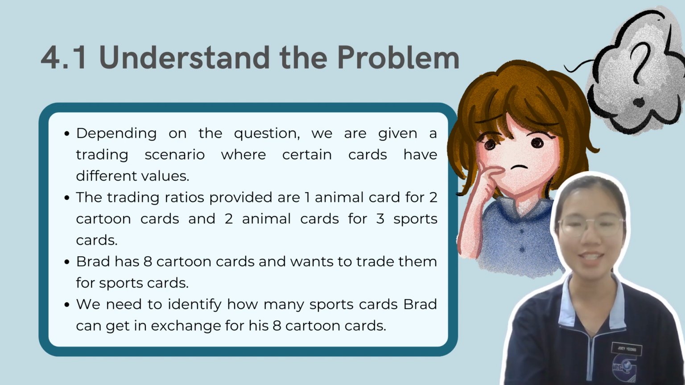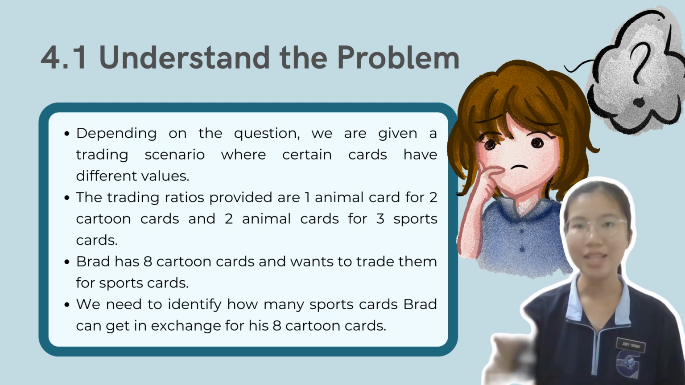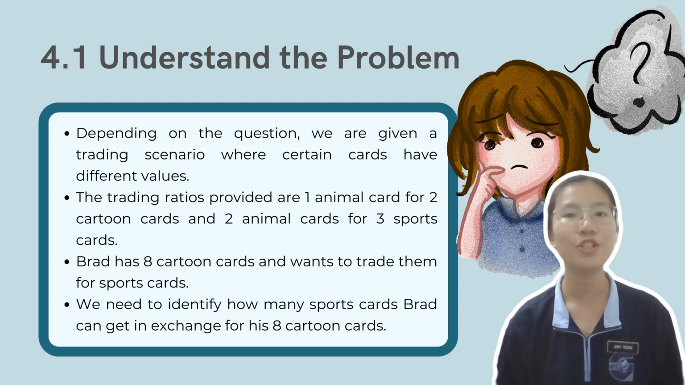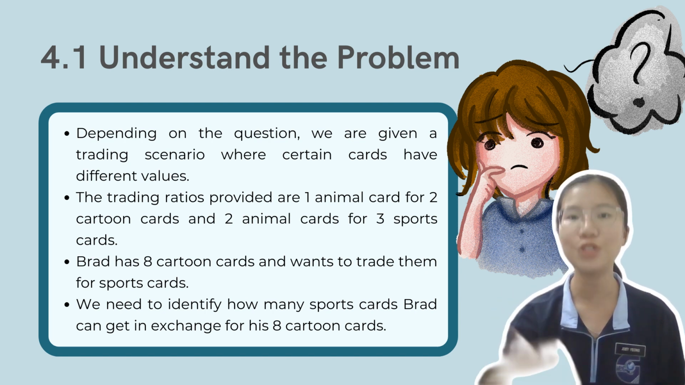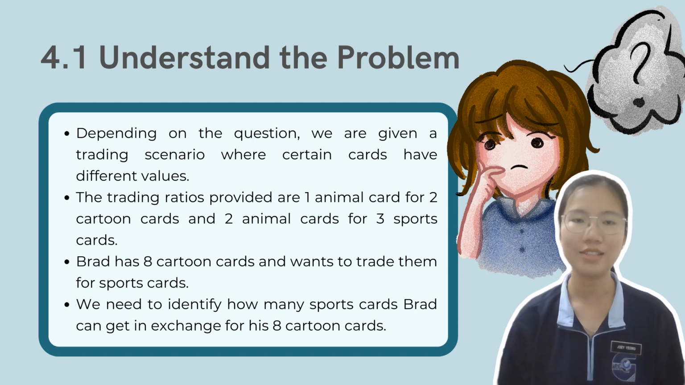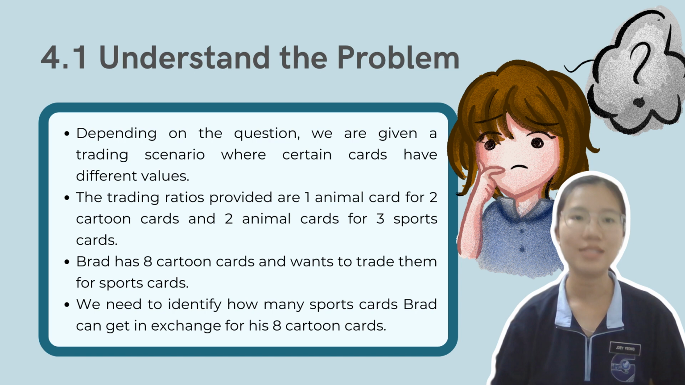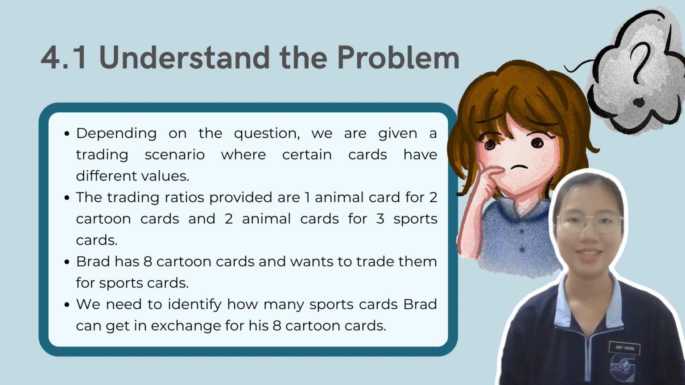The first stage of Polya problem-solving methods is to understand the problem. Depending on the question, we are given a trading scenario where certain cards have different values. The trading ratios provided are 1 animal card for 2 garden cards and 2 animal cards for 3 sport cards. Brett has 8 garden cards and wants to trade them for sport cards. So, we need to identify how many sport cards Brett can get in exchange for his garden cards.